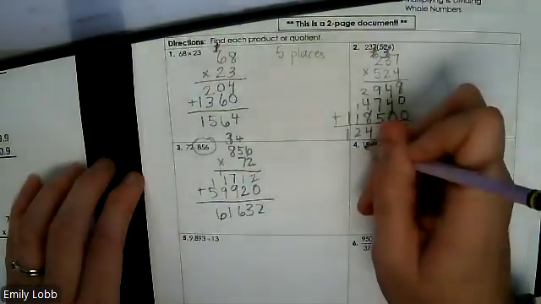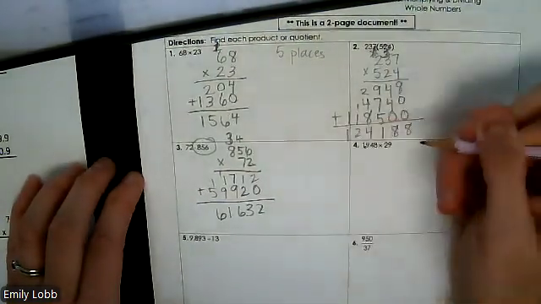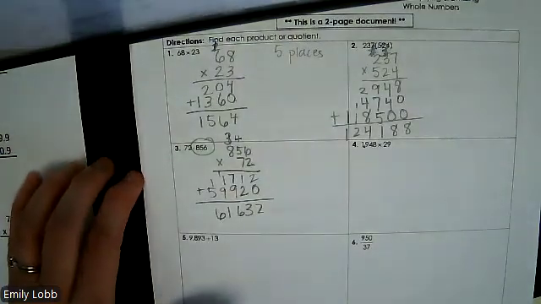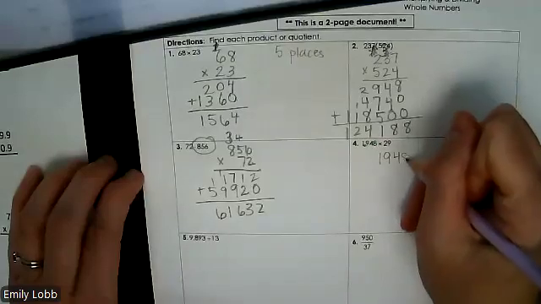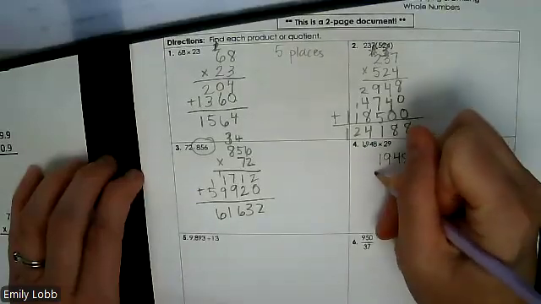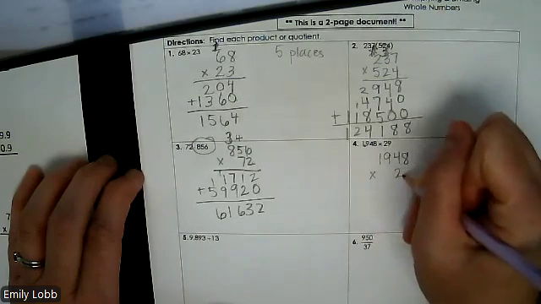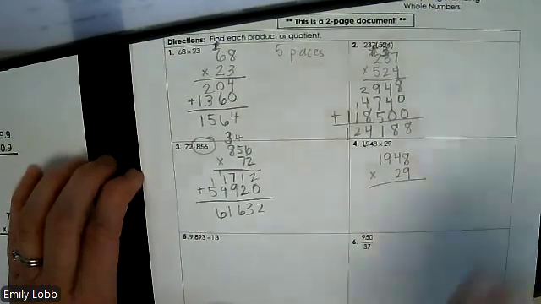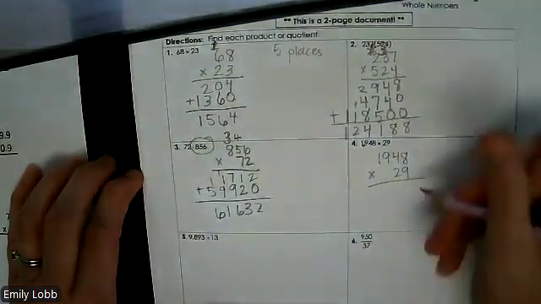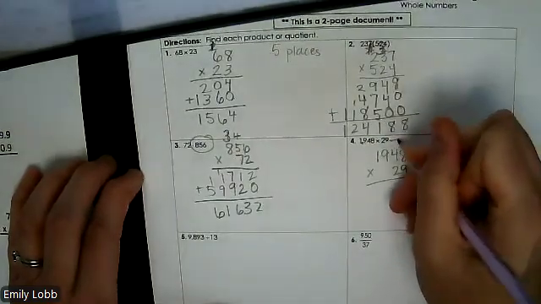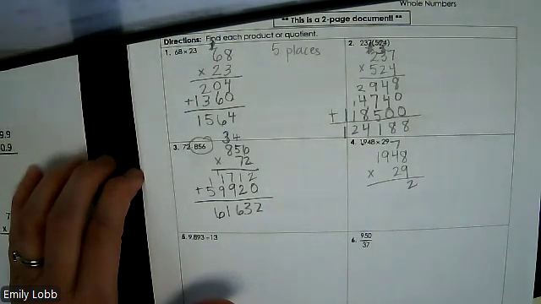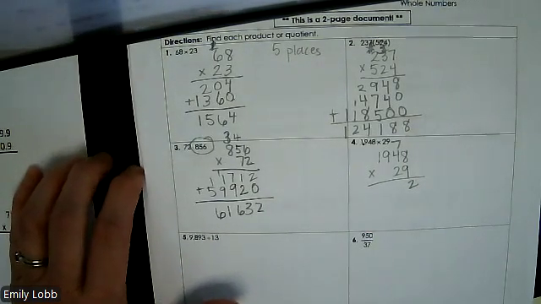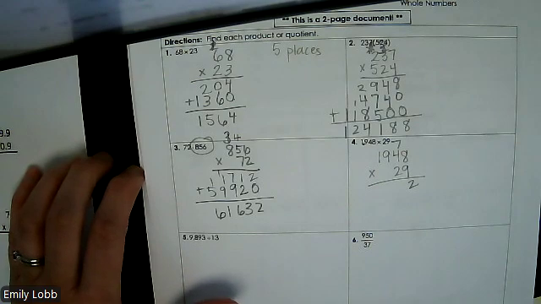Let's pretend that this comma is a decimal point. I'm still going to multiply as is, 1948 times 29, right? I'm going to multiply by 9s. 9 times 8, 9 times 4. What's wrong? Where are we confused?